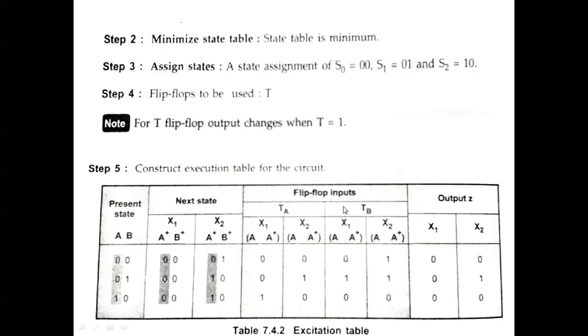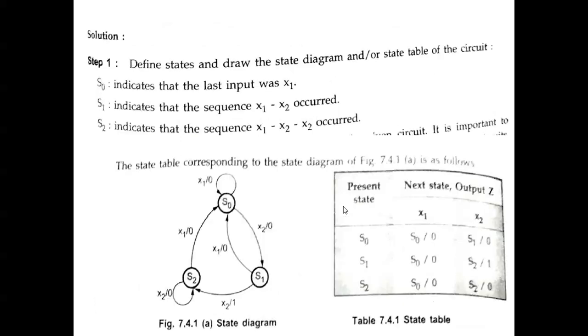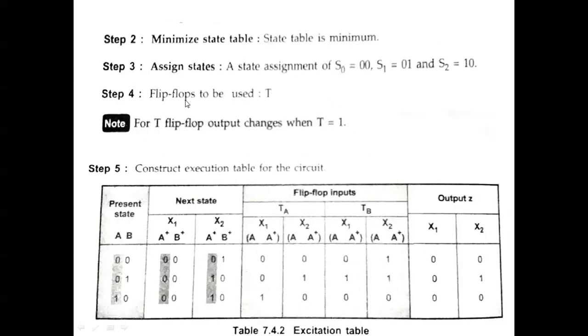So this is another example for pulse mode circuit. First step, they design the state diagram and state table based on the input they have given. Then step 2, minimize the state table, and step 3, assign the states. So we have to assign the states. That means S0 is 00, S1 is 01, S2 is 10. Like that we have to assign the states.